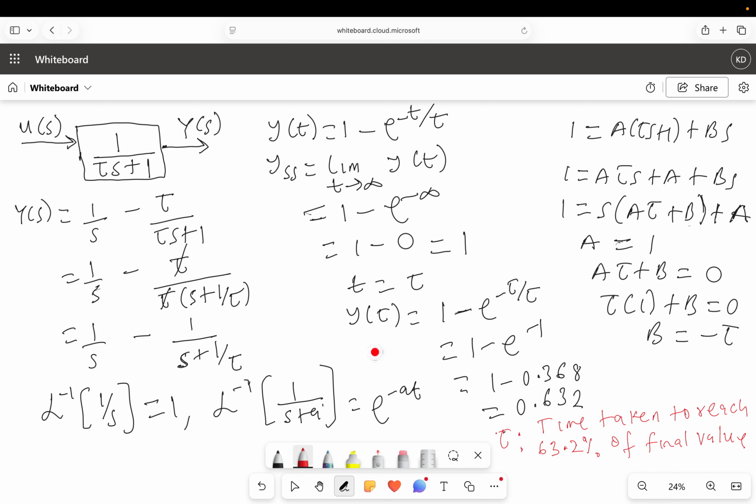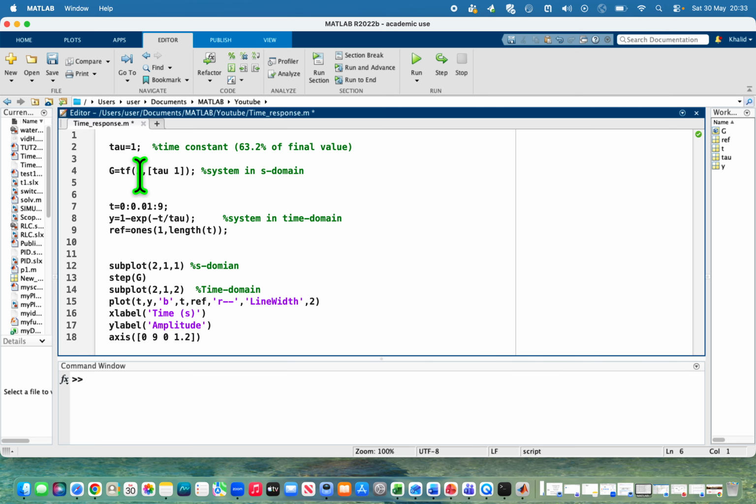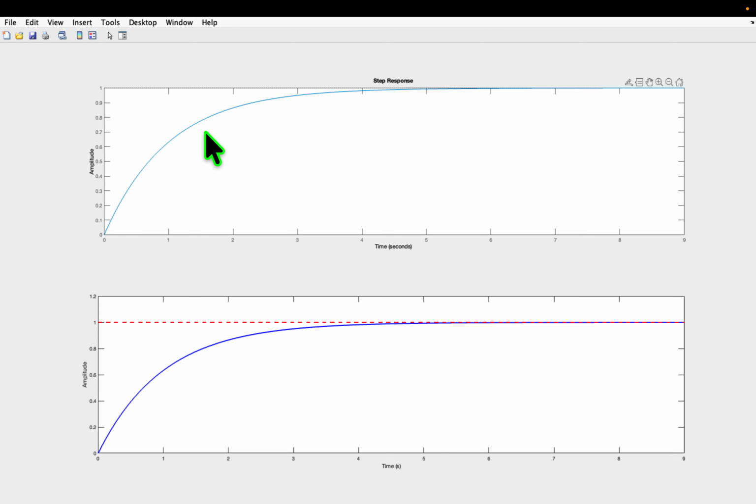Let us jump to MATLAB and see the response of the general first order system in both s-domain and time domain. This is the definition of the system in s-domain, and I use my tau to be equal to 1. You can see this is the equivalent of the system in time domain as we have already found. I use subplot to have the step response of the system, and this is the equivalent using our relationship in time domain. That is for the second plot. If I just click on run, you can see that the response is similar. That is the transfer function in s domain and my output in time domain.